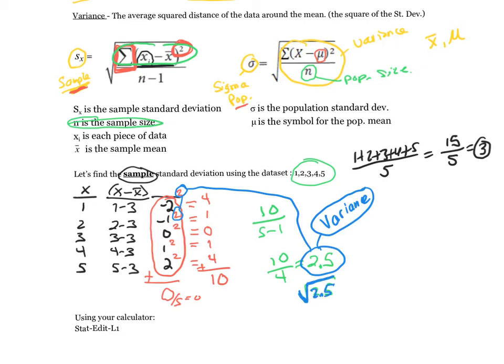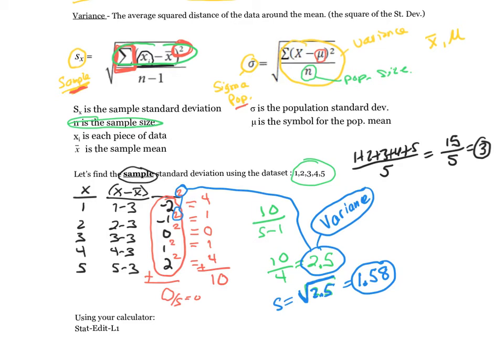So that's why at the end of this problem, we take the square root of 2.5, which is 1.58. That is the sample standard deviation. So we would say that this data has an average spread around the mean of 1.58. Now that's the sample standard deviation.